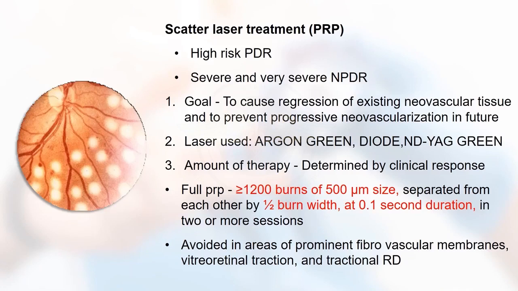Full PRP is more than 1200 burns of 500 micrometer size, separated from each other by half a burn width, at 0.1 second duration, in 2 or more sessions. It is avoided in areas of prominent fibrovascular membranes, vitreoretinal traction, and tractional retinal detachment.